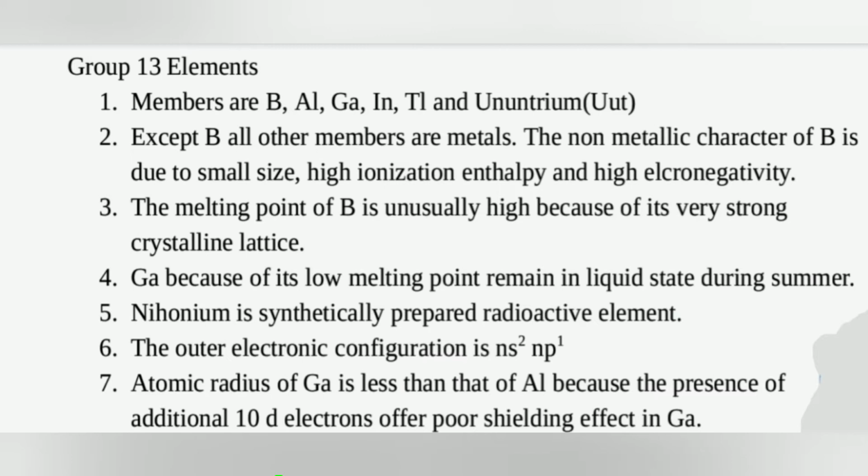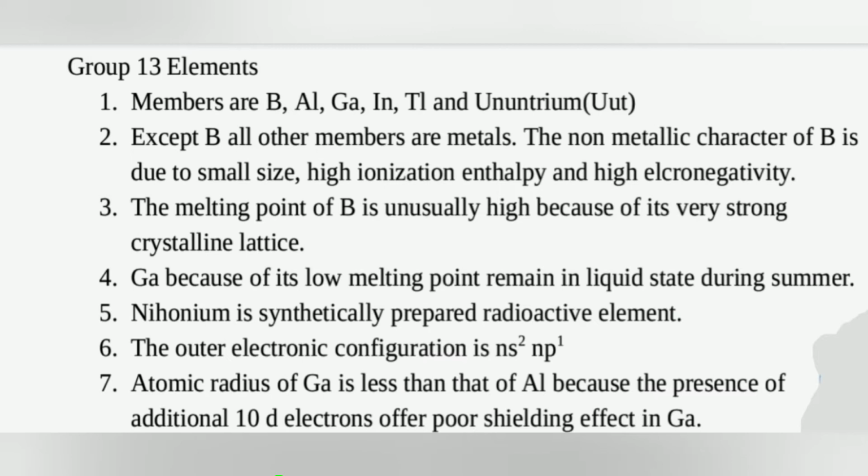Boron is a rare element and it constitutes 0.0001% by mass of the earth's crust. Boron exists in two isotopic forms, B10 and B11, and the chief minerals of boron are borax, kernite, colemanite, and orthoboric acid. That is about the first member.